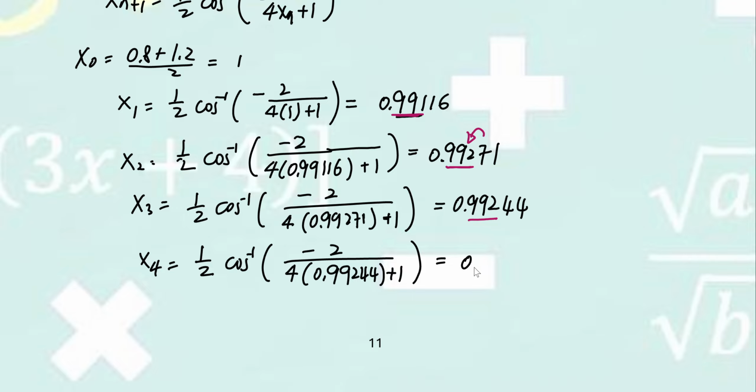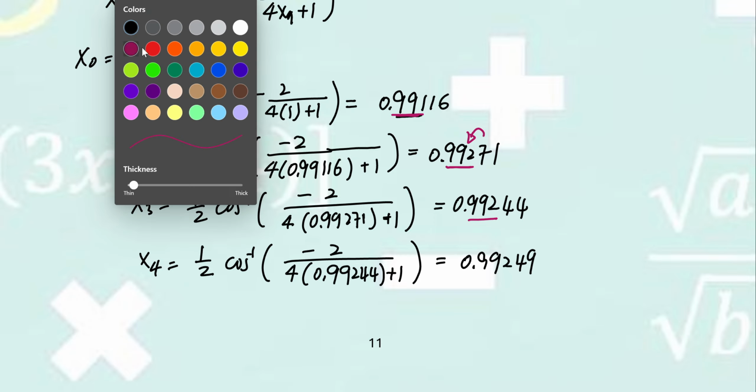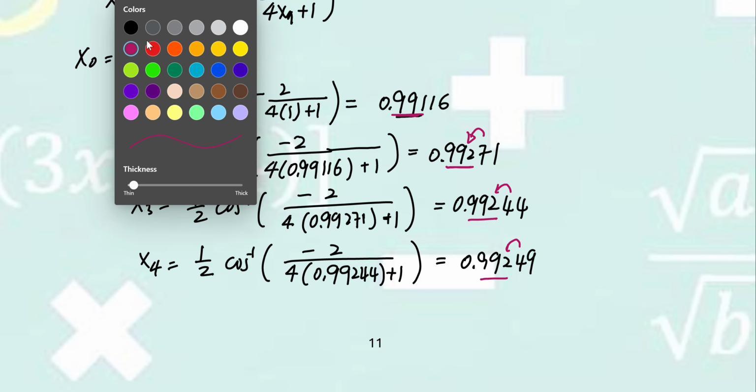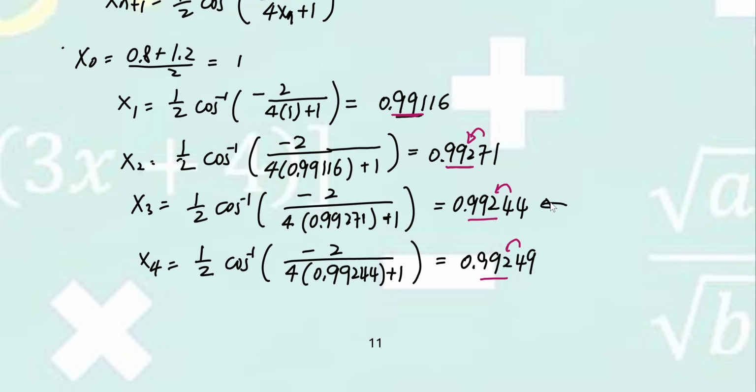And then you will be getting 0.99249. Okay, so to 3 decimal places, you round it, it is 992. So same as the previous. That means basically the answer is based on the previous. Okay, so now my final answer is 0.992.